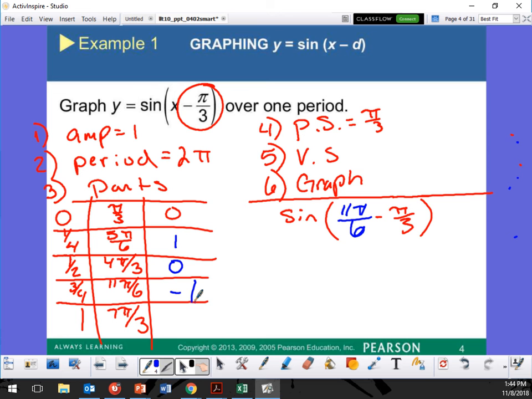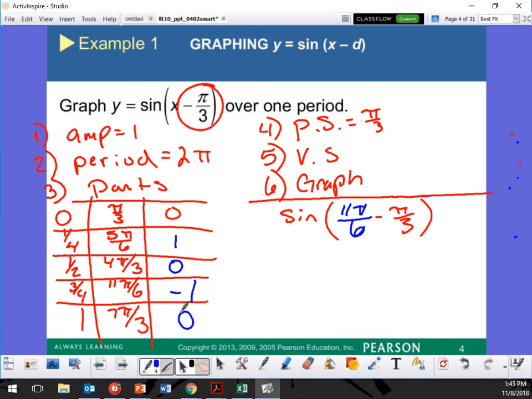All right, what is the last one? 0. Okay, now it's time for the graph. Now, on this one, listen. This one does not have a vertical shift, so I'm not addressing the vertical shift yet.